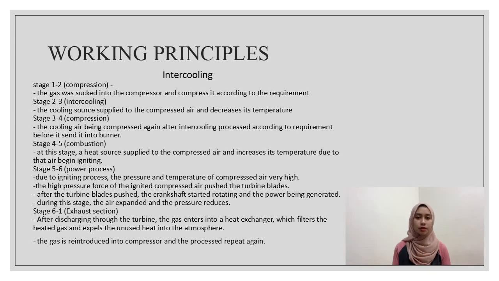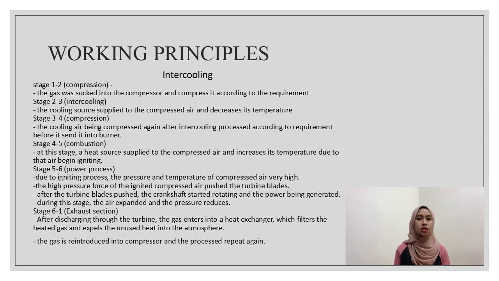The working principle of intercooling for stage 1 to 2 is compression. The gas is sucked into the compressor and compressed according to the requirement. Stage 2 to 3 is intercooling. The cooling source is supplied to the compressed air and decreases its temperature. Next, stage 3 to 4 is also compression. The cooled air is compressed again after the intercooling process according to the requirement before it is sent into the burner. Then stage 4 to 5 is combustion.